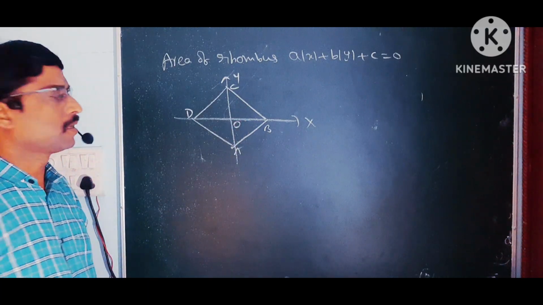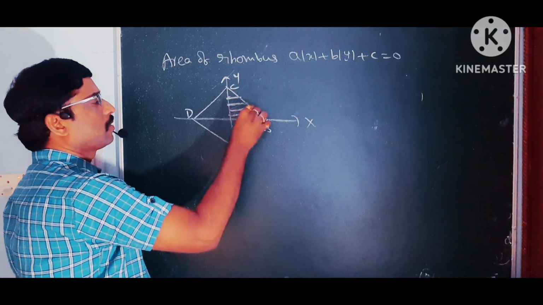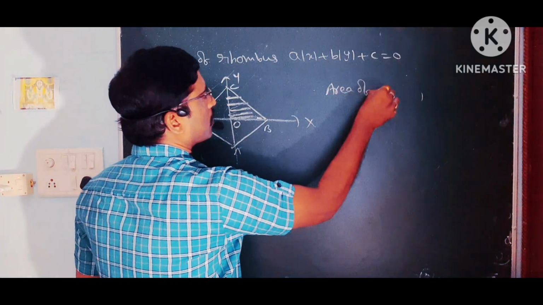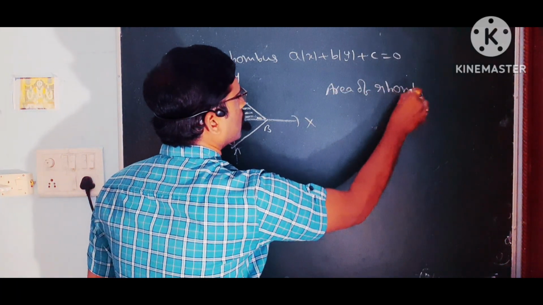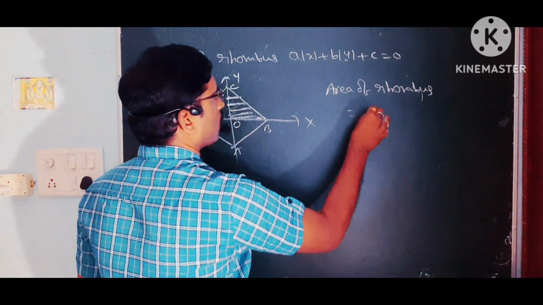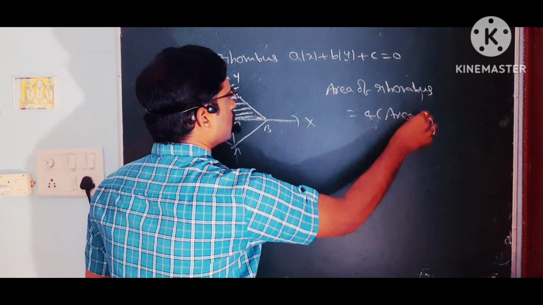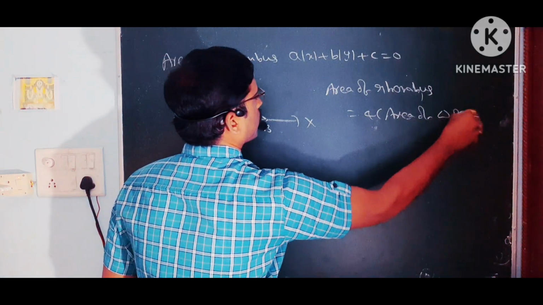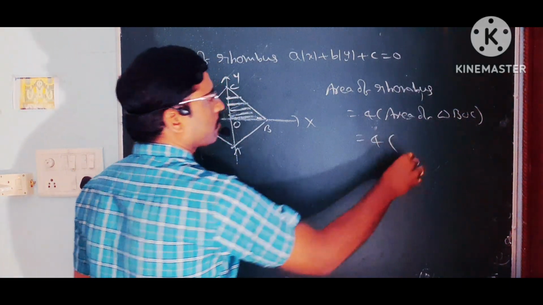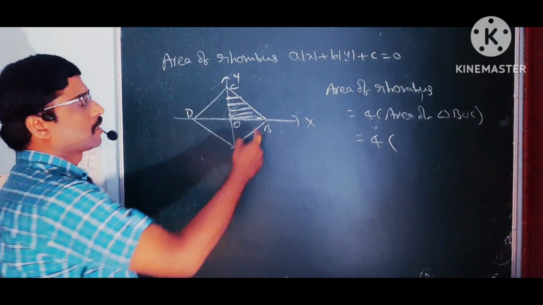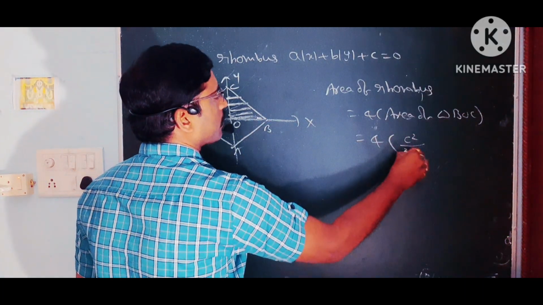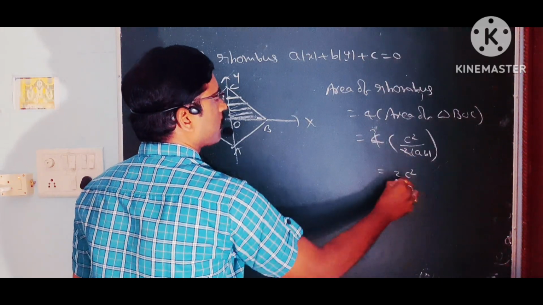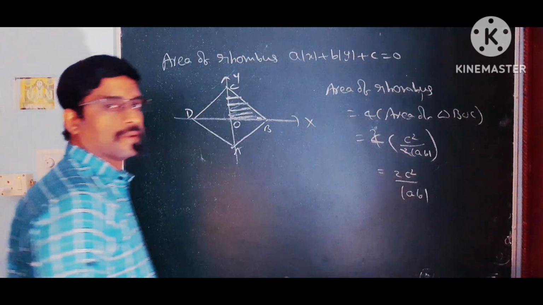This area of the rhombus is equal to 4 times of area of one triangle. Area of rhombus is equal to 4 times of area of any triangle, triangle BOC. 4 times of area of triangle BOC, just now discussed, C square by 2 mod AB. What we get here? 2 cancel. 2 C square by modulus of AB.